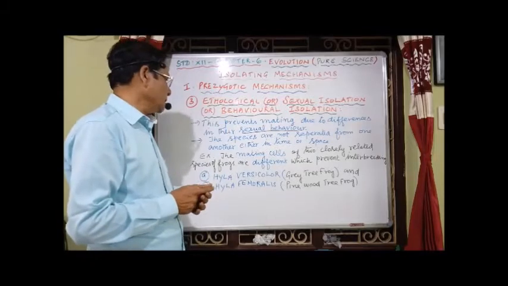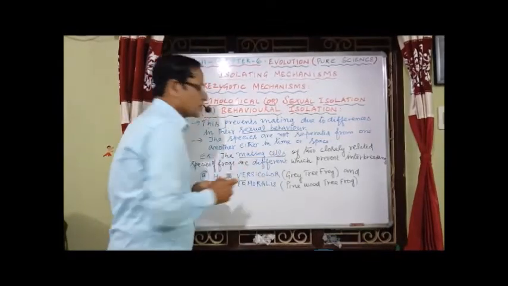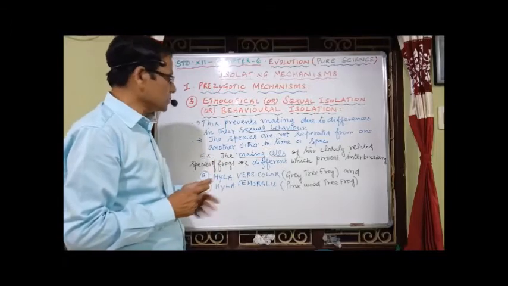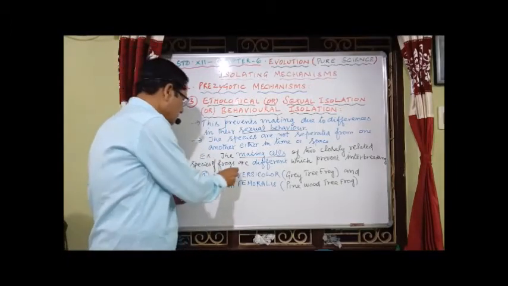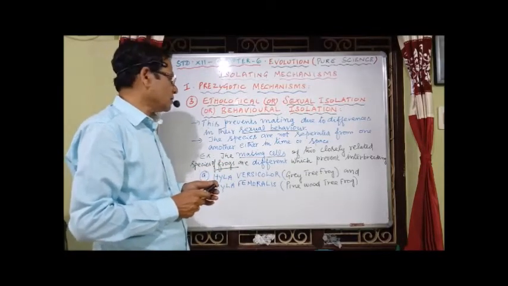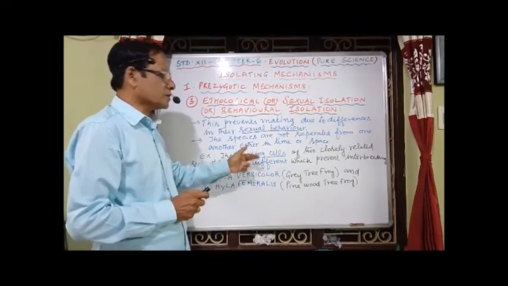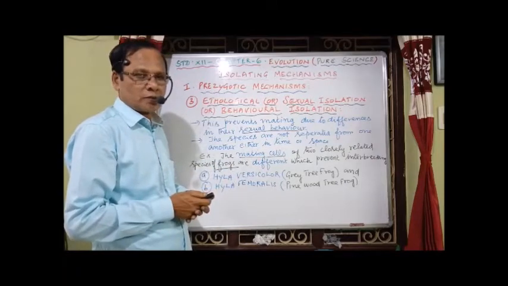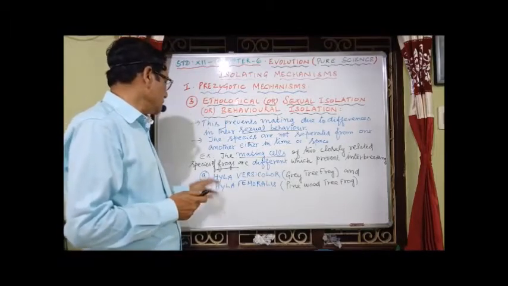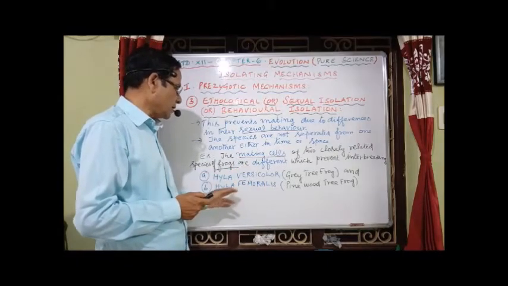What is it due to? Mainly the mating cells, that is the gametes, the germ cells, sperms and eggs. The mating cells of two closely related species of frogs are different. We are taking the example of two species of frogs. The gametes, the sperms or the eggs of these two species, are different, which prevents interbreeding. The mating cells differ in their movement, nature or capacity. Take two species of tree frog, Hyla versicolor and Hyla femoralis.